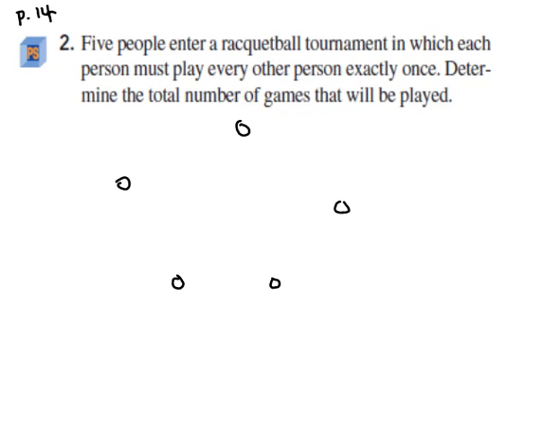Well, we're going to first of all create a visual model of this, and I've listed the 5 people represented by those 5 circles. And we'll call them player 1, player 2, player 3, player 4, and player 5. The way we'll represent the games that are being played is by a line segment connecting 2 of the points. So for example, the blue line segment connecting player 1 and player 2 represents a game played by players 1 and 2.